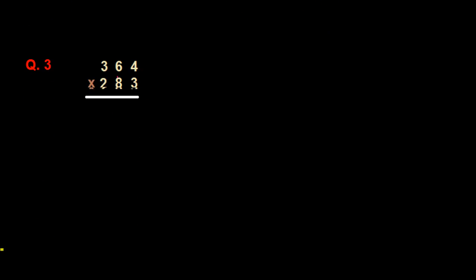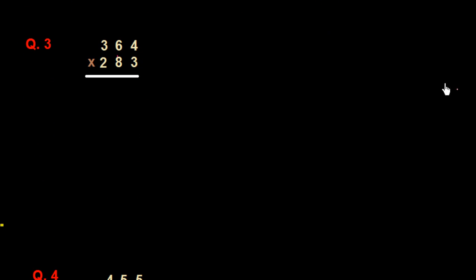Now one more example we see. Let us first write down this sum here: 3 6 4 2 8 3. Now I draw one line under this, and now we start the multiplication.